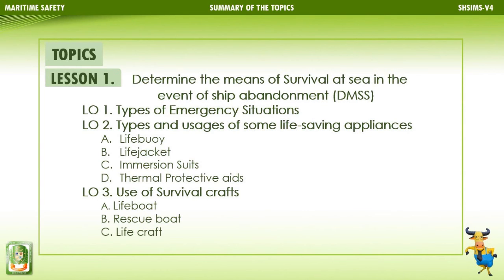Topics. Lesson 1. Determine the means of survival at sea in the event of ship abandonment, DMSS. LO1. Types of emergency situations. LO2. Types and usages of some life-saving appliances. A. Life buoy. B. Life jacket. C. Immersion suits. D. Thermal protective aids. LO3. Use of survival crafts. A. Lifeboat. B. Rescue boat. C. Life craft.